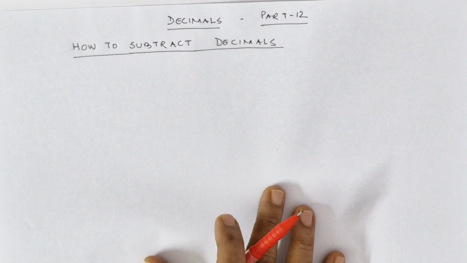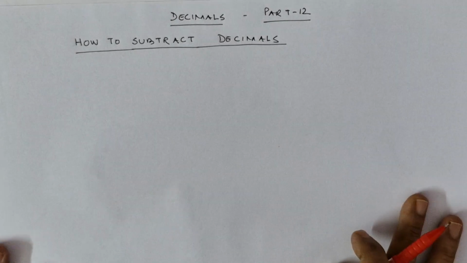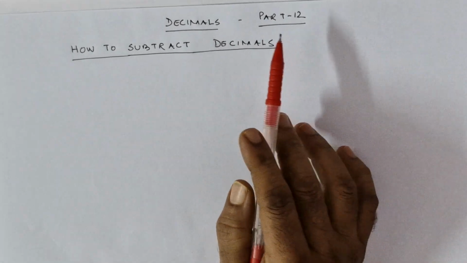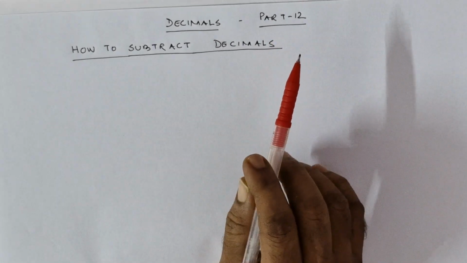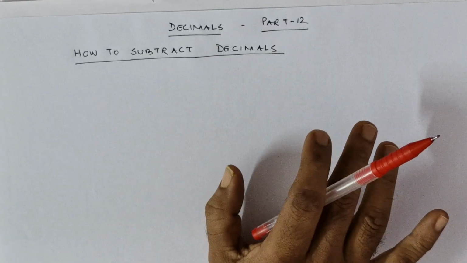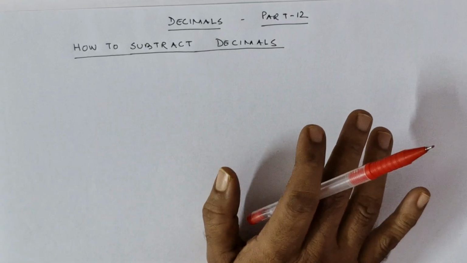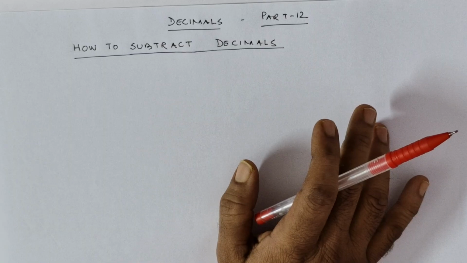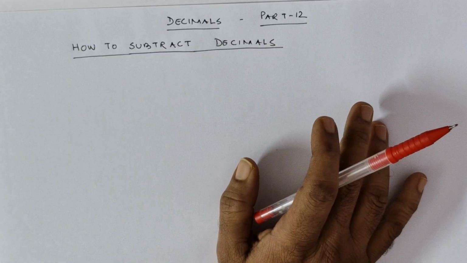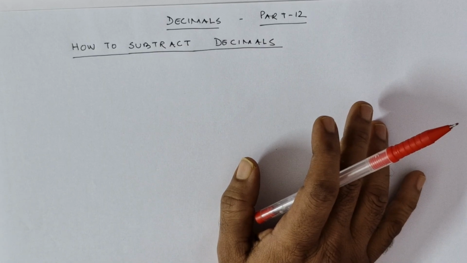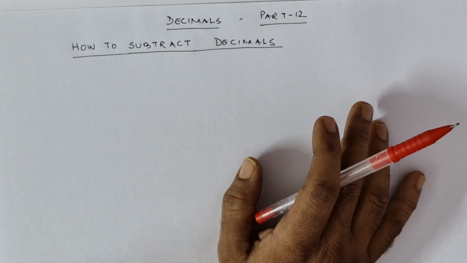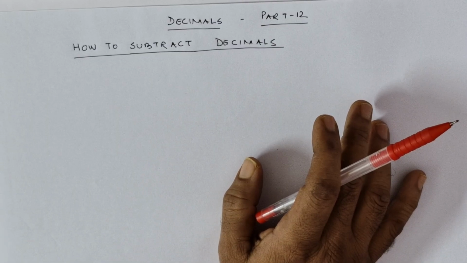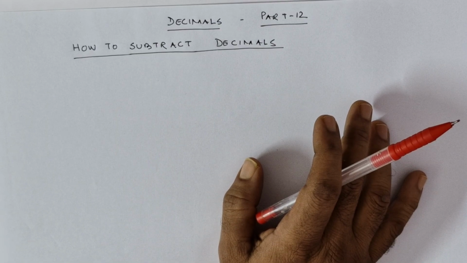Now today's topic is how to subtract decimals. This will be part 12 of the decimal series, and we will end the decimal series here. As in class 6 according to CBSE we have two operations only, that is addition and subtraction. Class 7 onwards we'll have other two operations, multiplication and division.